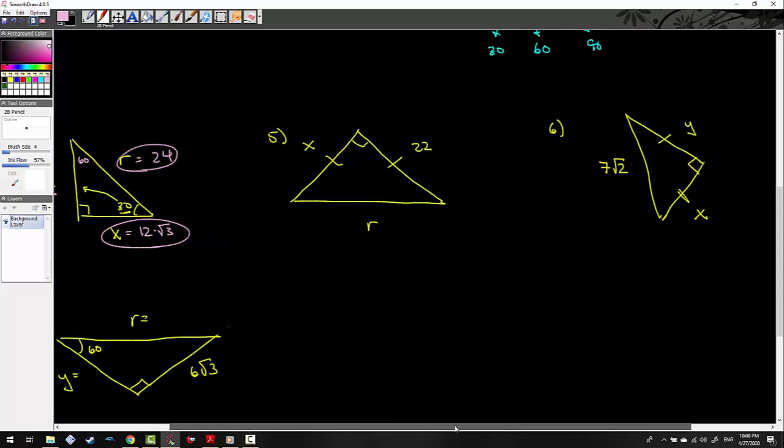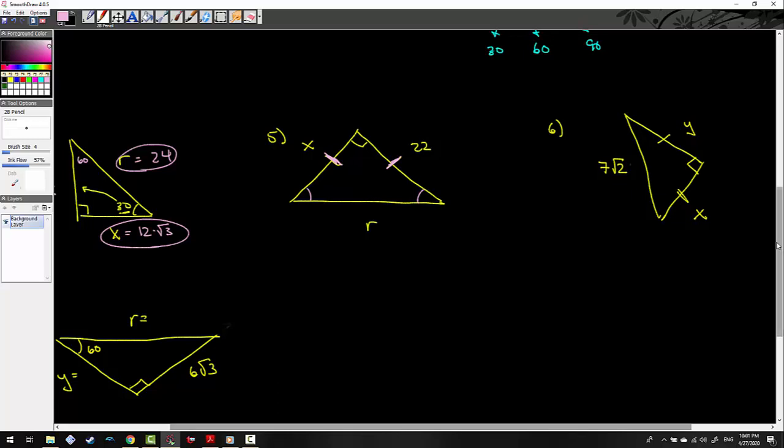Moving on to number 5. What type of special right triangle is it? It's an isosceles right triangle, a 45, 45, 90 right triangle. How do I know? It's because of these tick marks that exist inside the lines, which show that the two sides are congruent to each other. And if the two sides are congruent to each other, then the two base angles will also be congruent, identifying this as a 45, 45, 90.